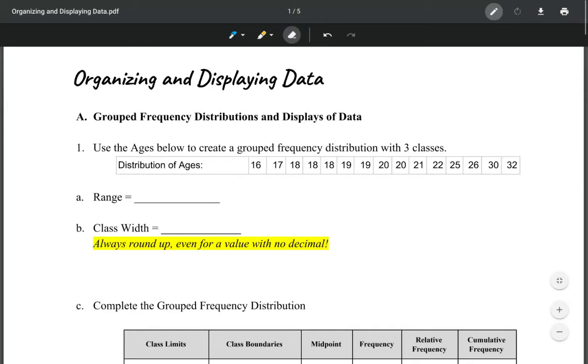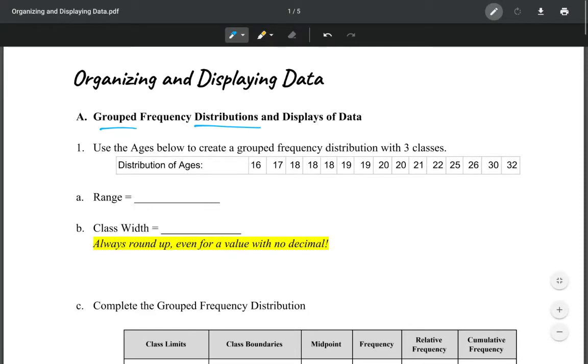We're going to work on organizing and displaying data. We're going to start by talking about grouped frequency distributions. As we take a look at this language, frequency means how many, and distribution means a list. So we're really looking at a list that's been organized to tell us how many are in each group. We've got a distribution, a list of ages here below, and we want to create a frequency distribution with 3 classes.